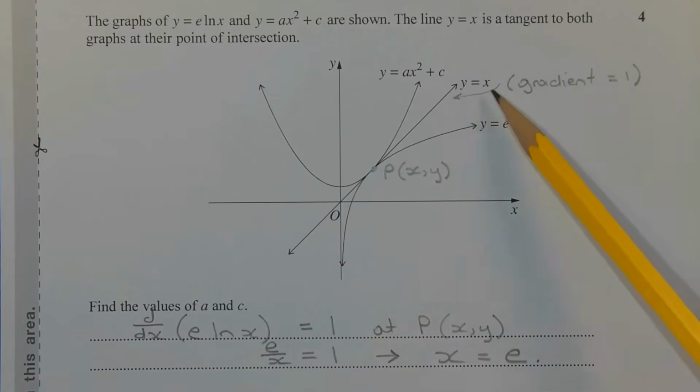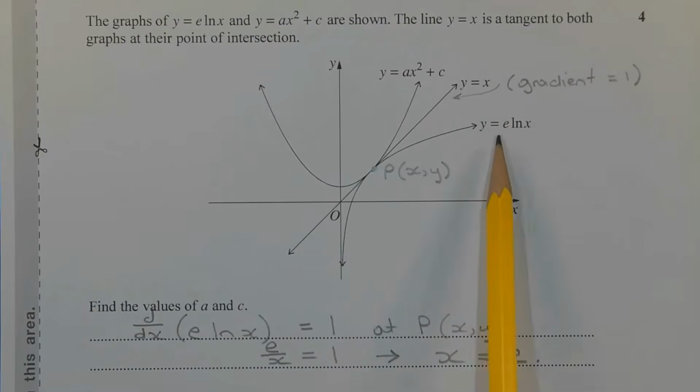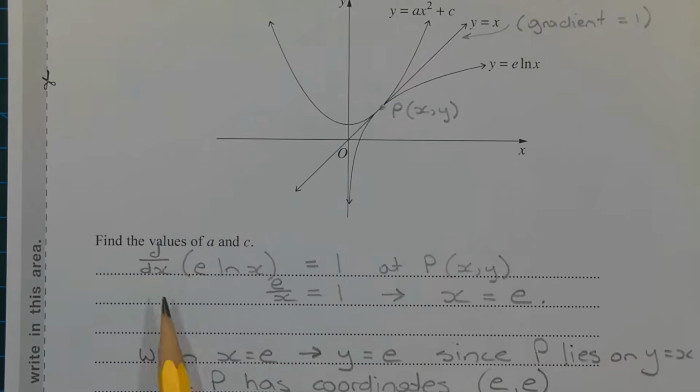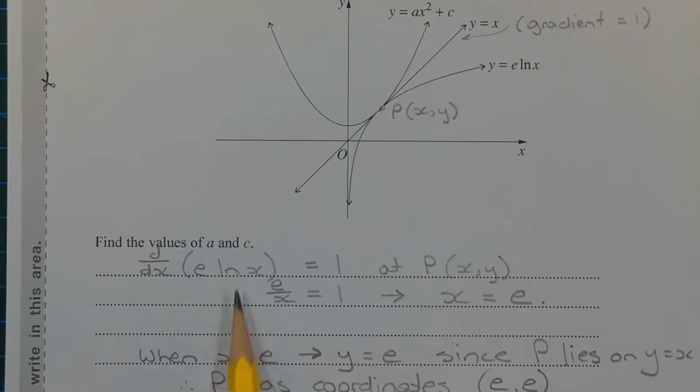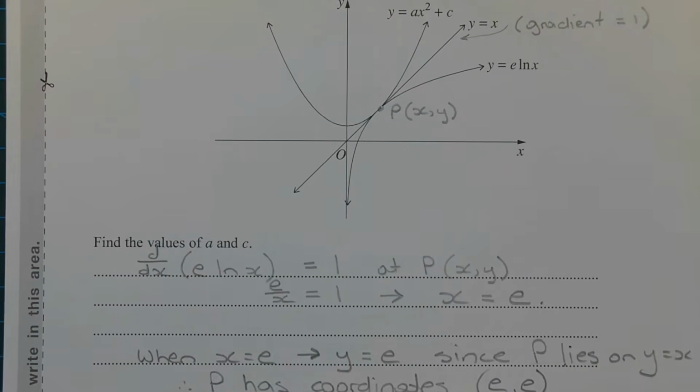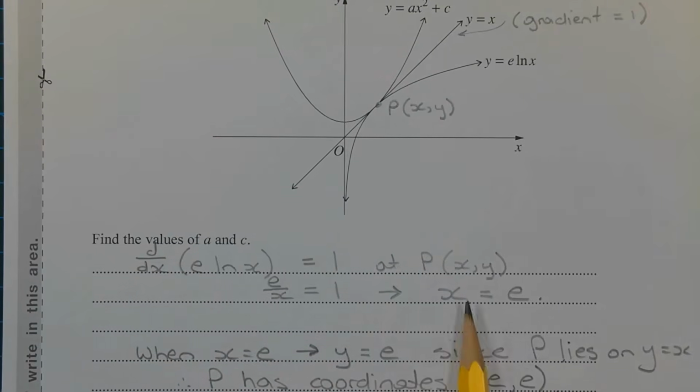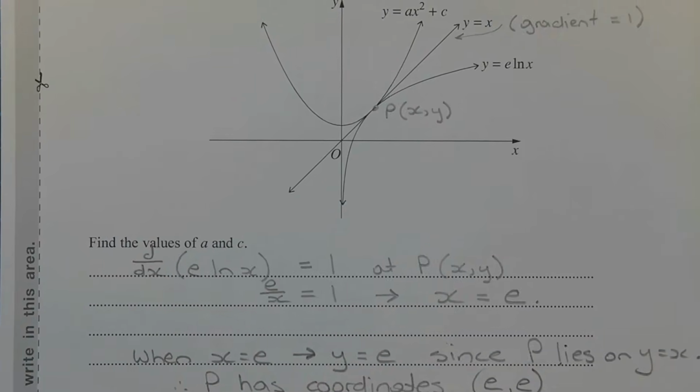So looking at y equals x, clearly the gradient is equal to 1. So if we differentiate y equals e times ln x, at the point P, the value of the derivative is equal to 1. So the derivative of e times ln x, noting that e is a multiplying constant, is equal to 1 at the point P, x comma y. Differentiating e times ln x, we get e over x, and that's equal to 1. So solving this equation, we get x is equal to e.